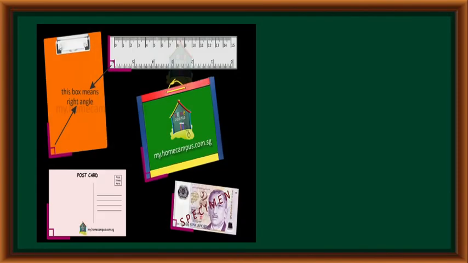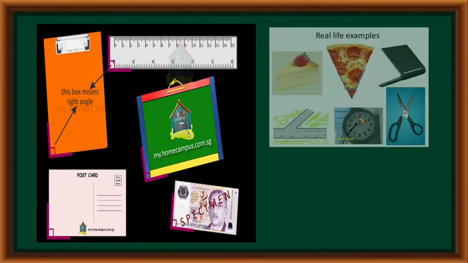Kagaya halimbawa niyan, yung ruler natin, that is a 90 degrees angle. This box means right angle. Ibig sabihin, 90 degrees. Yung corner niya is a 90 degrees. So yan yung example ng 90 degrees.